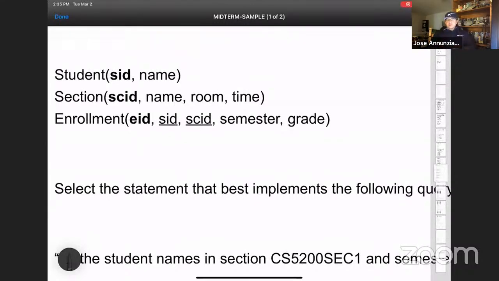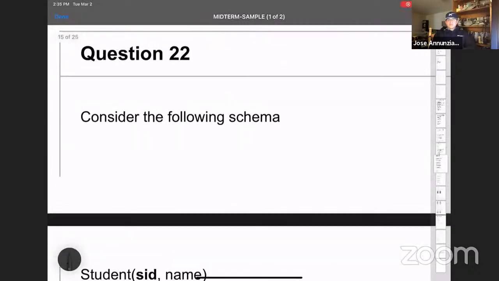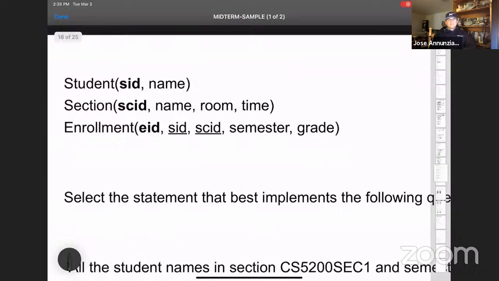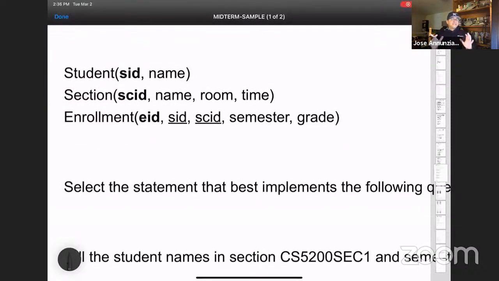Any questions so far? We've gone through 21 questions. Any questions? Is this helpful? These are the type of questions you're going to get on the exam. So okay, we have three tables.